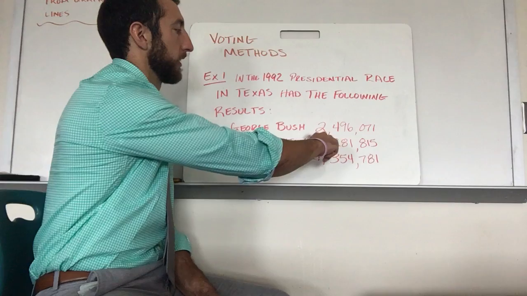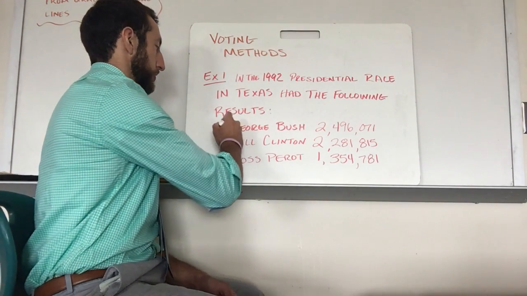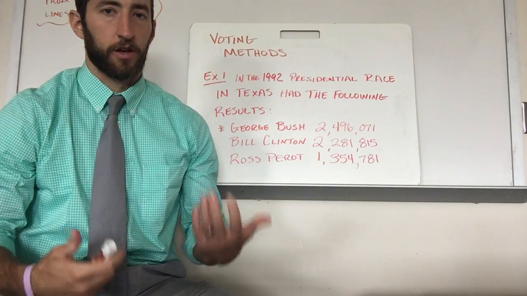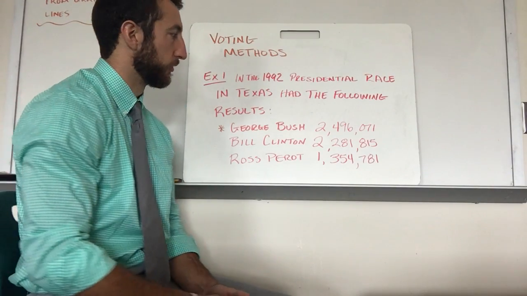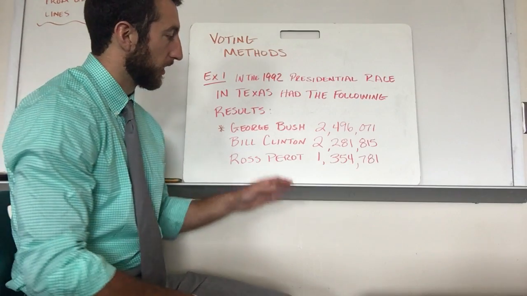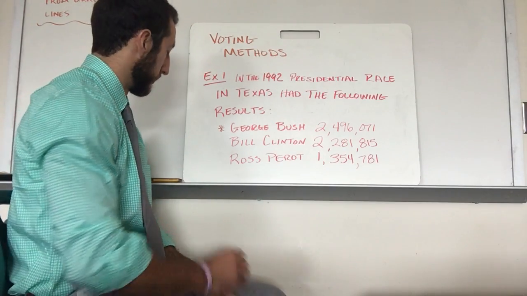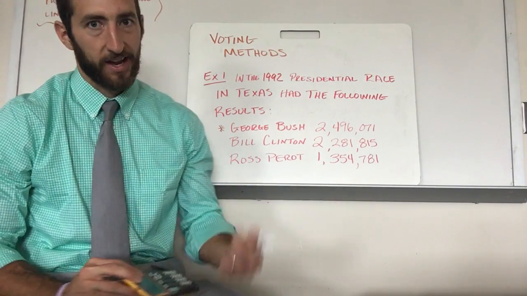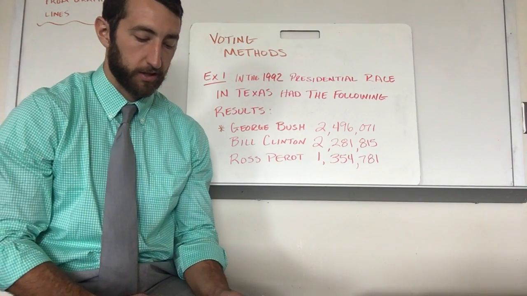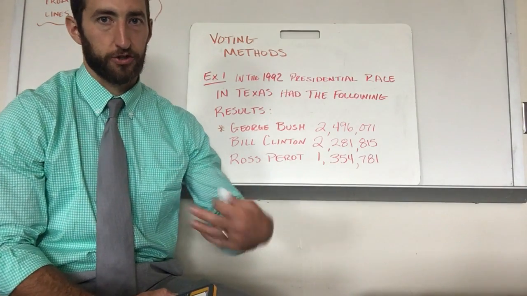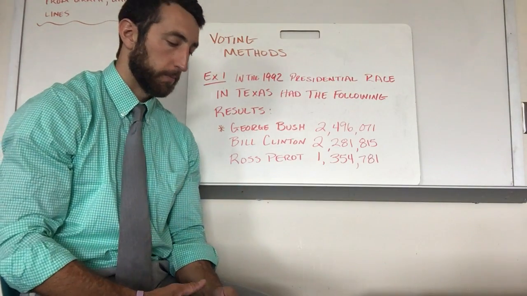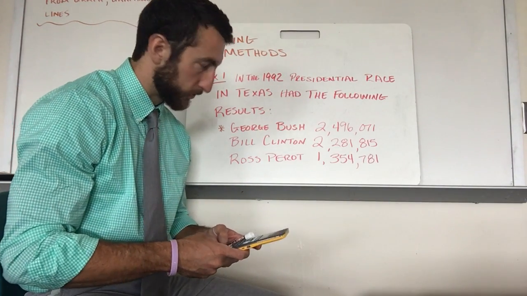So we look here, and it looks like George Bush won the most votes. But there are a few issues with this. George Bush and Bill Clinton were very close to each other, and Ross Perot got over 1 million votes. So let's calculate what percentage George Bush won. In most elections, you want a majority, which is just 50% plus 1 more vote.